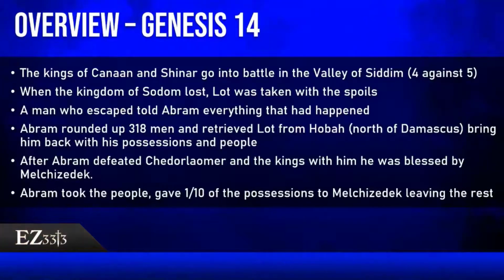Genesis 14 overview. The kings of Canaan and Shinar go into battle in the valley of Shittim, so 4 against 5. When the kingdom of Sodom lost, Lot was taken with the spoils. A man who escaped told Abram everything that had happened. Abram rounded up 318 men and retrieved Lot from Hobah, north of Damascus, bringing him back with his possessions and people. After Abram defeated, and let me try to pronounce this, Chedorlaomer, and the kings that were with him, he was blessed by Melchizedek. Abram took the people, gave 1/10 of the possessions to Melchizedek, leaving the rest.